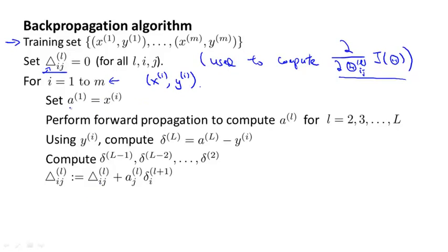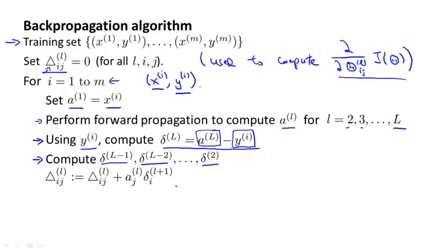The first thing we're going to do is set a1, the activations of the input layer, to be equal to x_i, the inputs for our ith training example. And then we're going to perform forward propagation to compute the activations for layer 2, layer 3, and so on up to the final layer, layer capital L. Next, we're going to use the output label y_i from the specific example that we're looking at to compute the error term delta L for the output layer. So delta L is the hypothesis output minus the target label. And then we're going to use the backpropagation algorithm to compute delta L minus 1, delta L minus 2, and so on down to delta 2. And once again, there is no delta 1 because we don't associate an error term with the input layer.